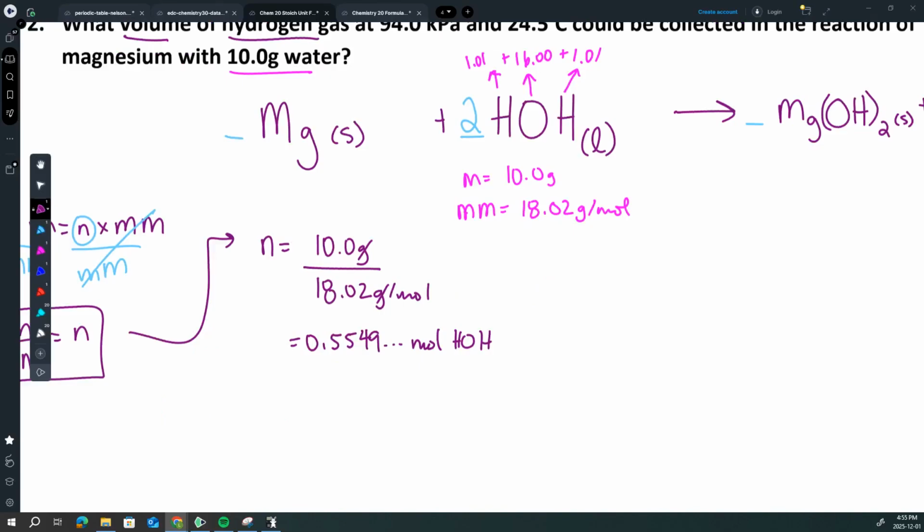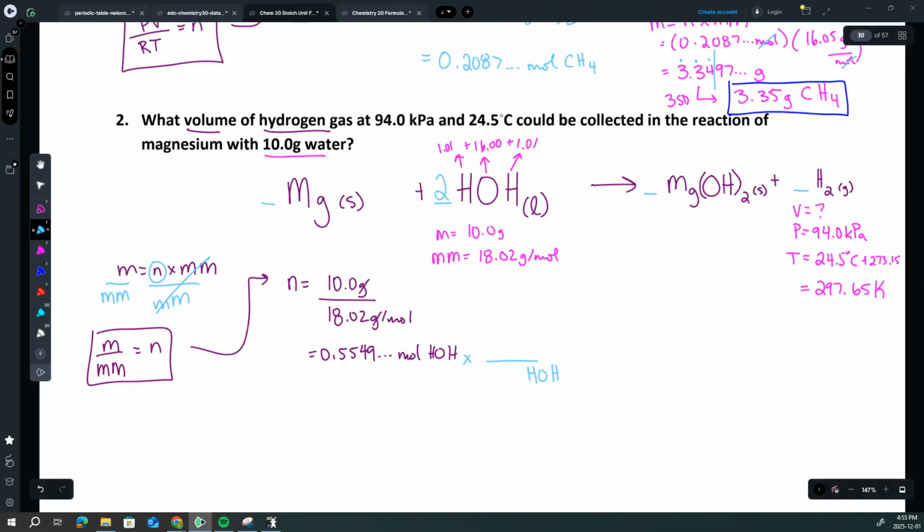So now that we've found our moles of our given substance, which is water, we're going to do step 3, which is use our mole ratio to convert moles of our given substance to moles of our unknown substance or our wanted substance. So I'm going to go times by a fraction. Water is our given, and what we want is what has a question mark underneath it. So we want hydrogen. Another way you know that hydrogen is your wanted substance is because it says what volume of hydrogen gas. So that's another clue. The coefficient in front of hydrogen is 1, and the coefficient in front of water is 2.